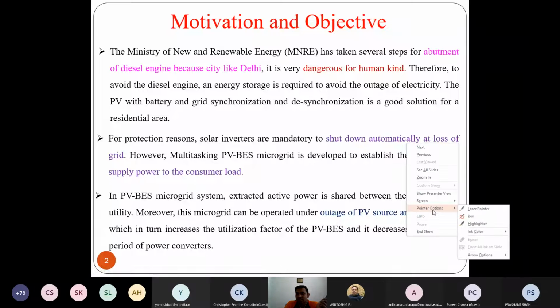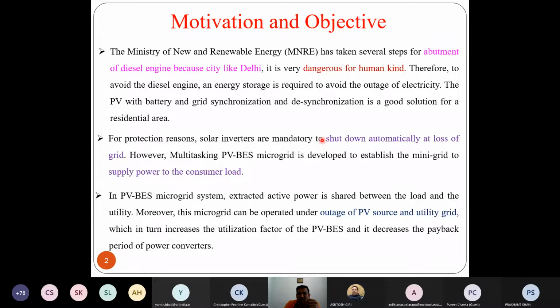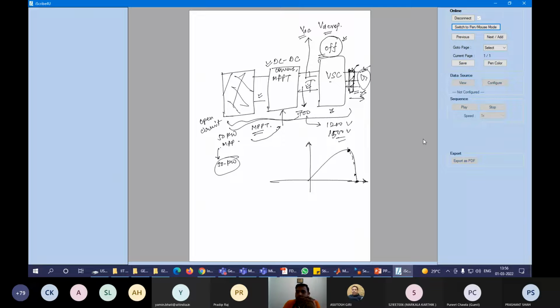shut down under. Excuse me, sir. I have a. Sir, can you Yes. please go to that previous window? Yeah, sure. Yes. Sir, in this case, suppose if we consider load also. Pradeep Raj, you can ask your query.